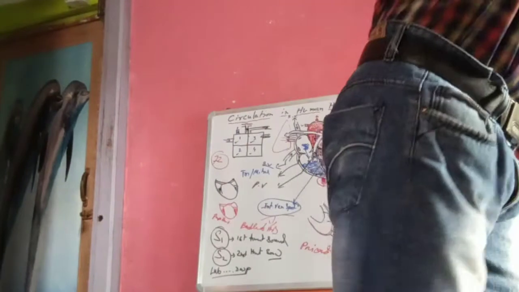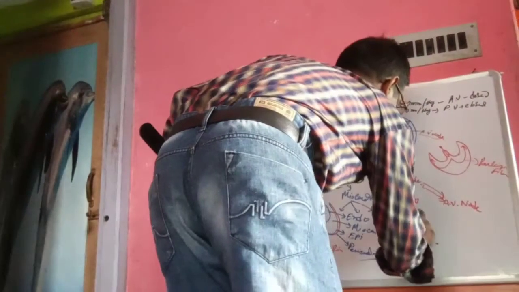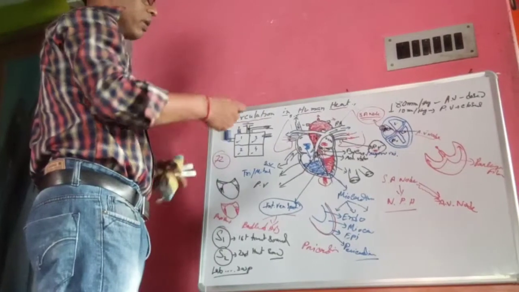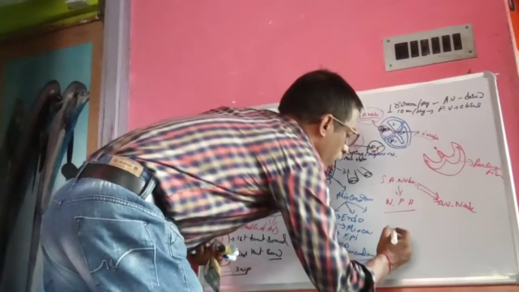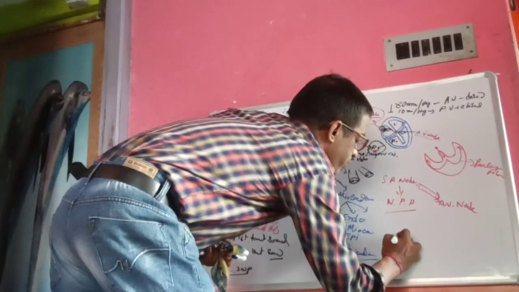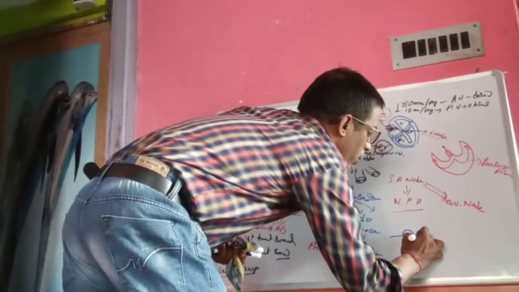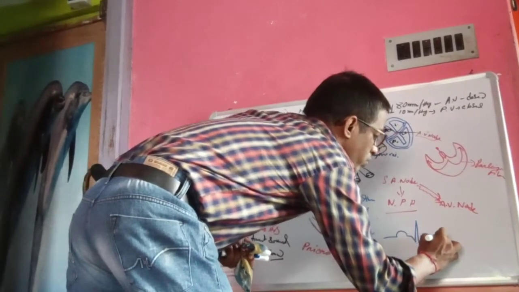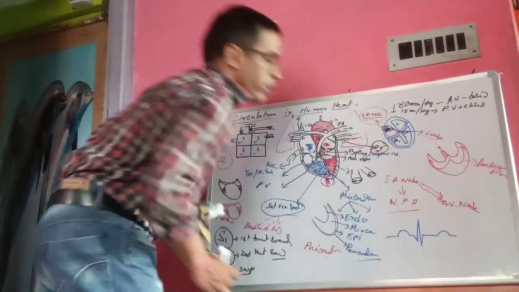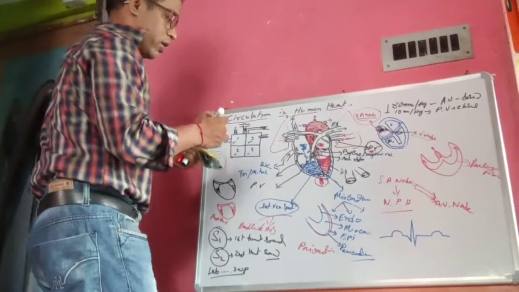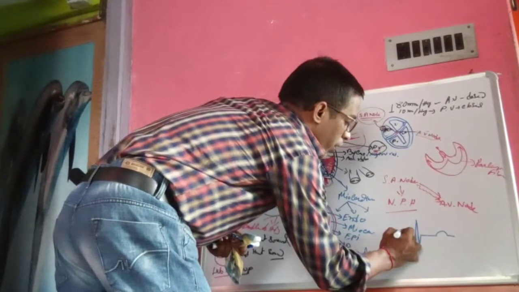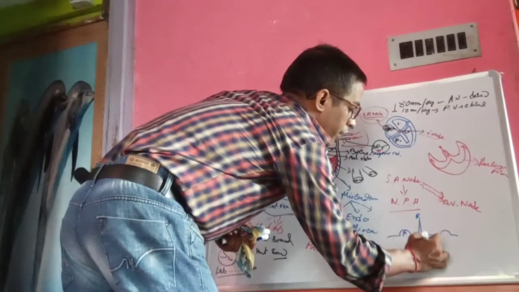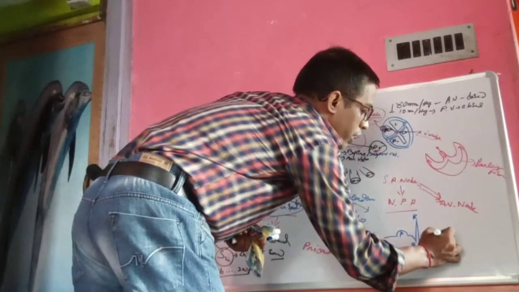I will draw it again, that will be more clear to you. I will not go deeper into the ECG, but I will just show you how the ECG looks. The ECG looks like this. Now, this is called the P wave. This is called the QRS complex. This is called the T wave.